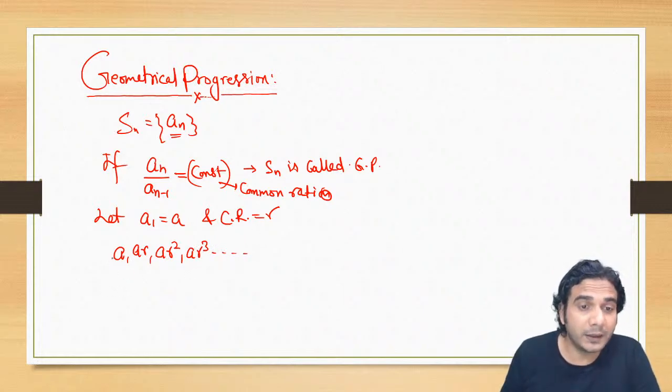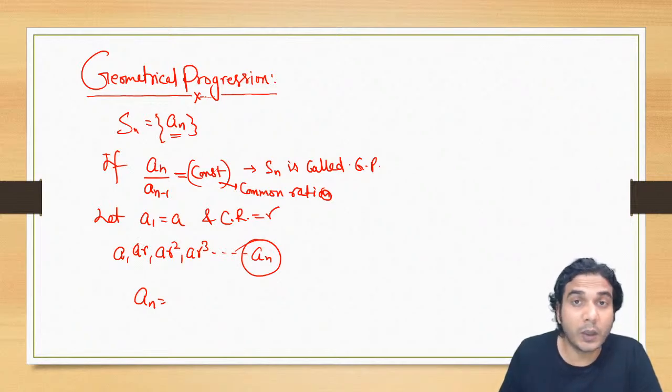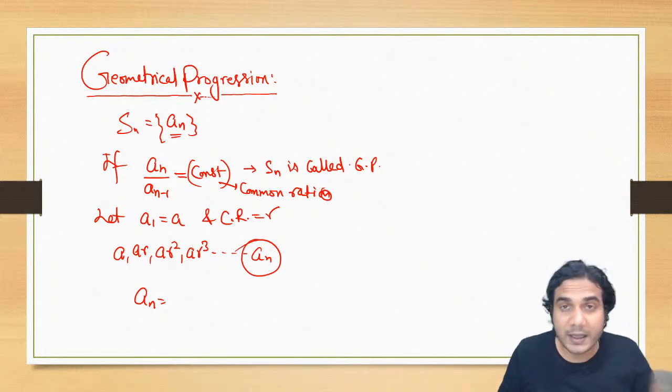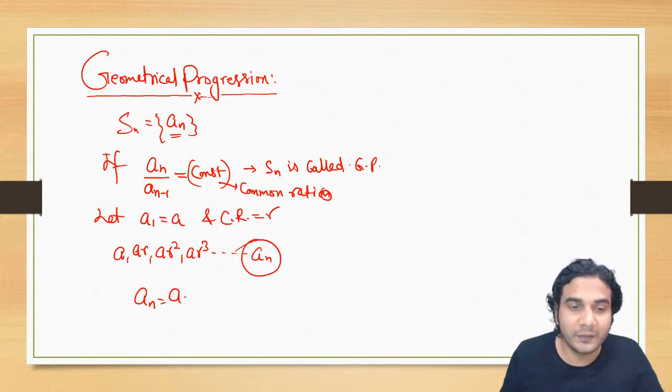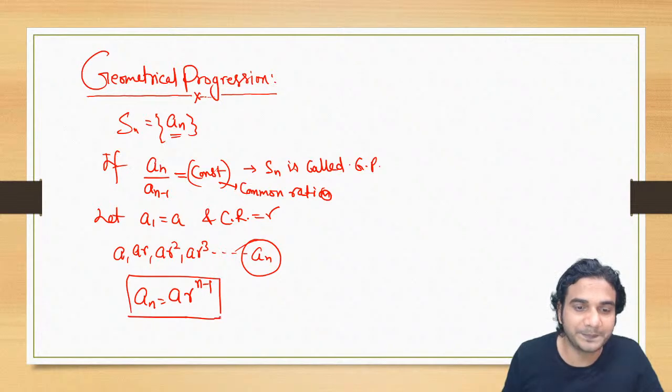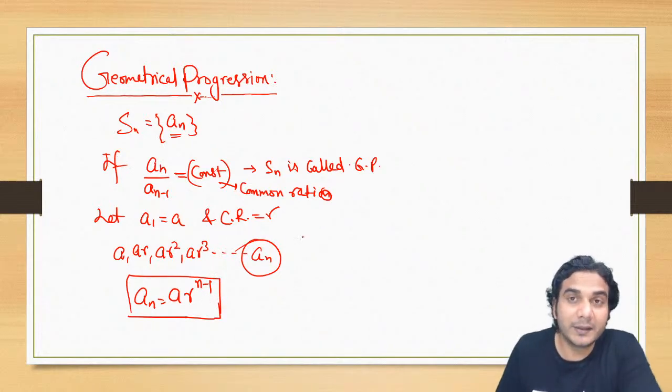So this is the geometric progression. Using this symmetry, can you write the nth term? Let's write it. You can see the second term is A into R raised to 1. The third term is AR square, so you need to put power 2. The fourth term is AR cube. So similarly, the nth term will be AR raised to n minus 1. So this is the formula for the nth term of a GP.